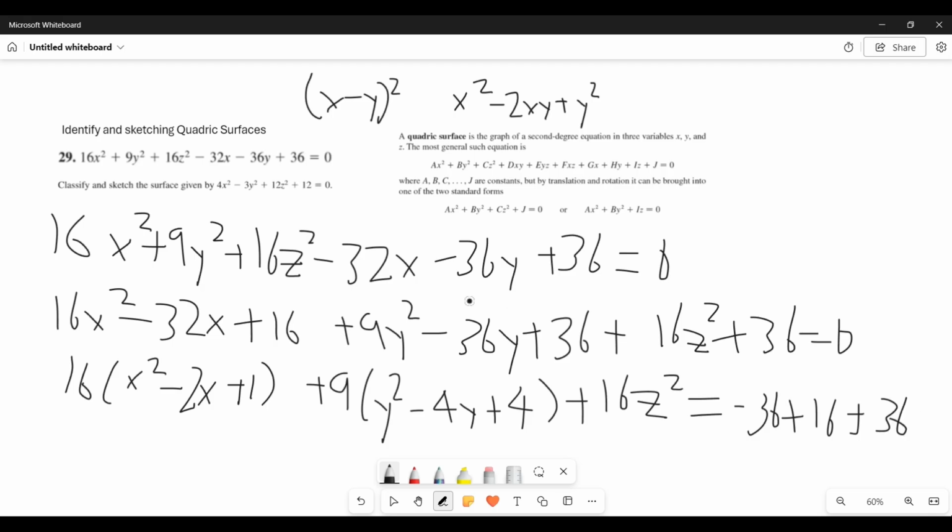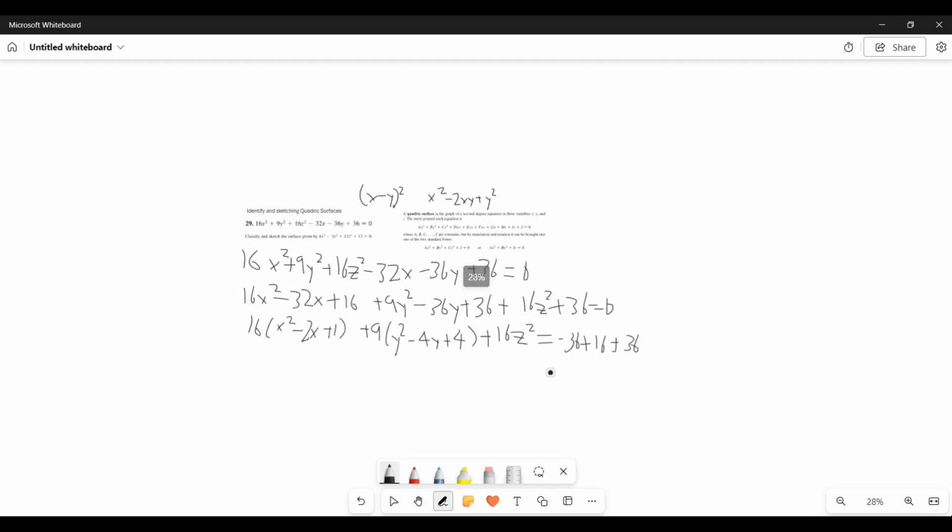So let me make space for this. So the right hand side is going to be just 16. Left hand side is going to be 16 times x squared minus 2x plus 1. It's going to be x minus 1 whole squared. And y squared minus 4y plus 4 is equal to y minus 2 whole squared. You just leave 16z squared like this.